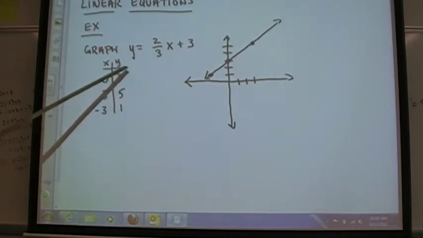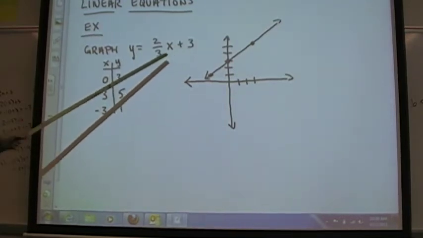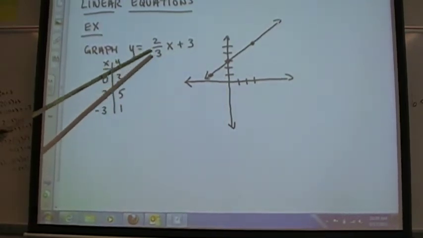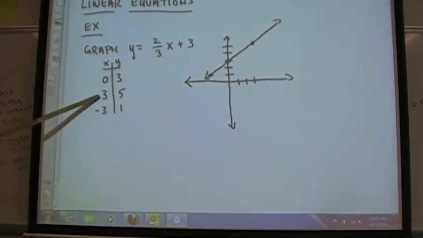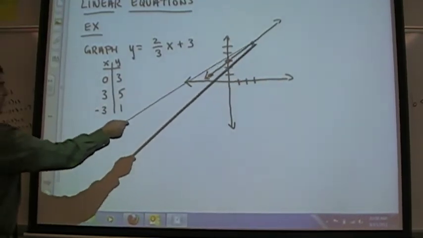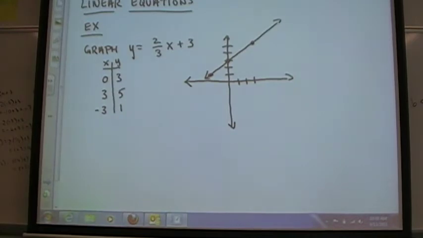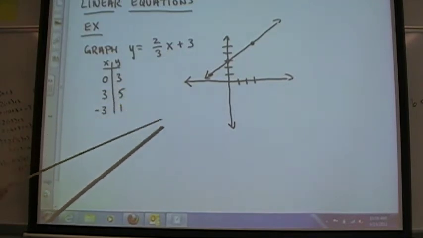So if I choose 0 for x, what's 2/3 times 0? 0. 0 plus 3 is 3. What about 2/3 of 3? 2. 2 plus 3? 5. So once you get those 2 points, just plot them. 0, 3 is here. 3, 5 is here. Connect them with a line. Then I went on to choose a third point, which you don't have to do, just to show that it was going to lie on the line also. I plug in -3, I should get -2 plus 3, which is 1, which is right here. Okay?